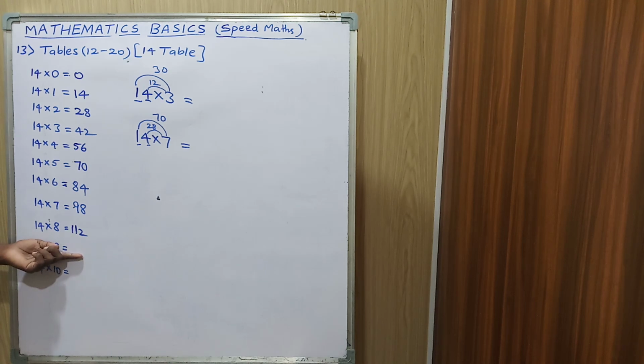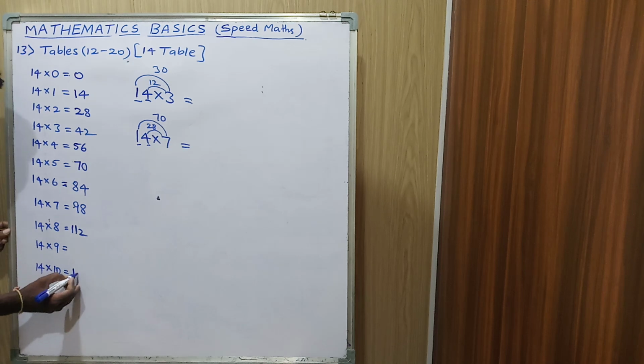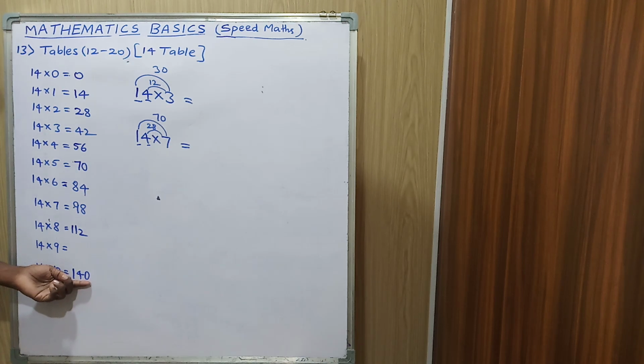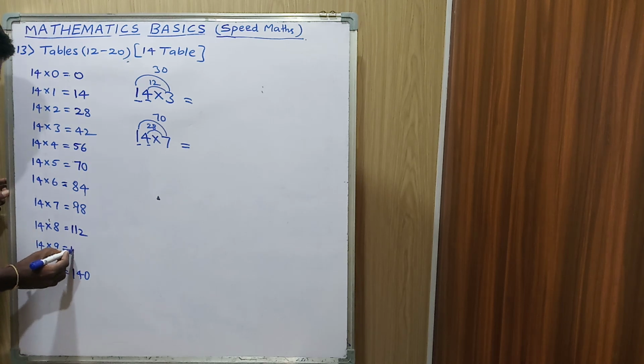Next, 14 nines are how much? To get the 14 nines answer, we should know 14 tens are how much. So 14 tens are 140. From 14 tens, which is 140, we should subtract 14. Then we'll get the 14 nines answer. So we have to do 140 minus 14. If we are unable to subtract 14 at a time, then split 14 into two parts: 10 plus 4. First subtract 10, then subtract 4. So 140 minus 10 is 130, and 130 minus 4 is 126.